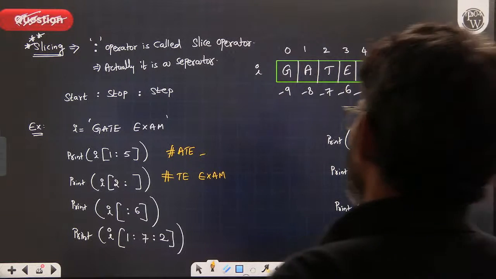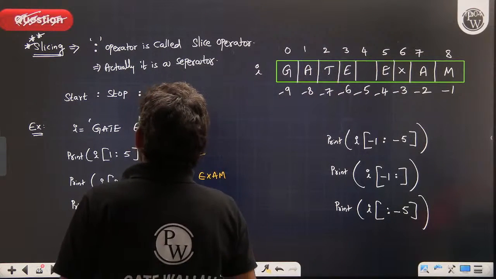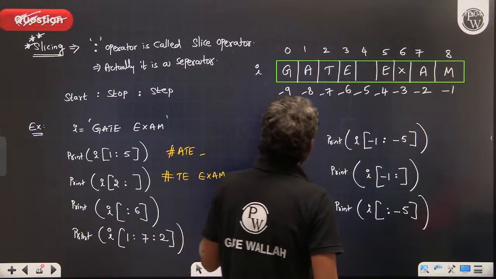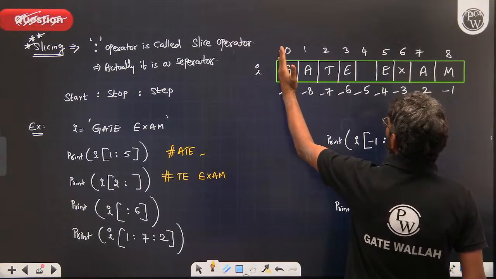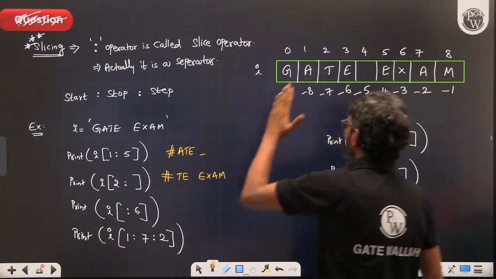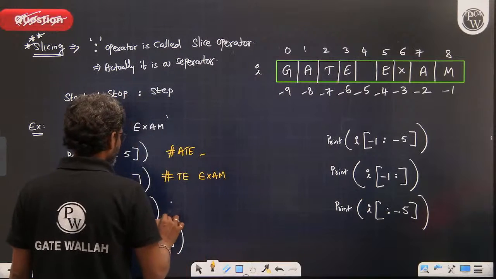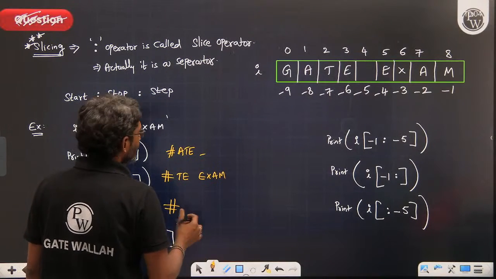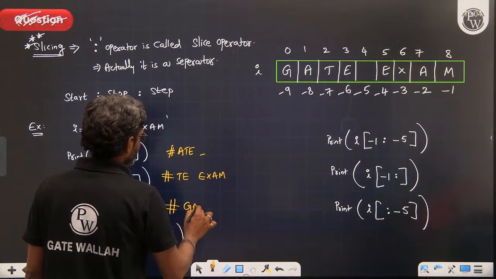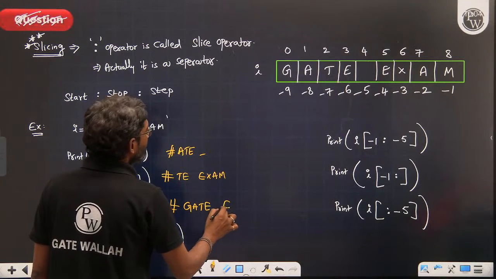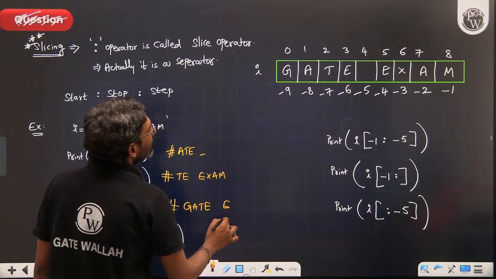Okay. See, I of up to 6. So from 0 starting till 5 it prints. So you will get GATE space E.